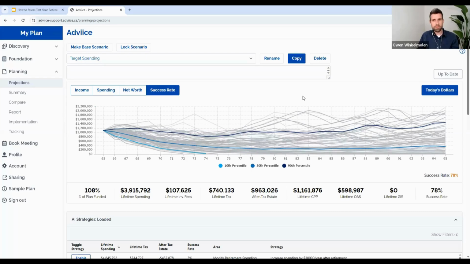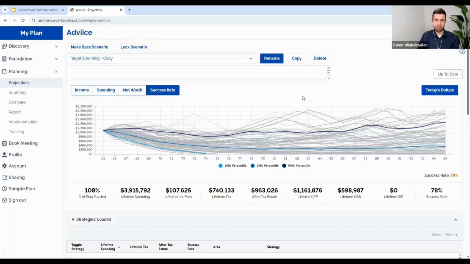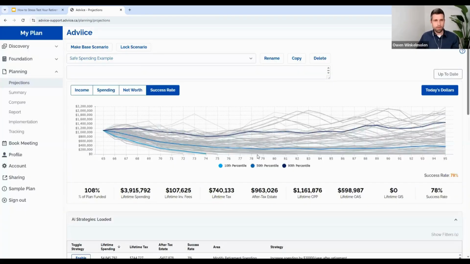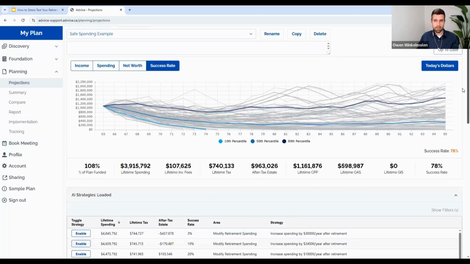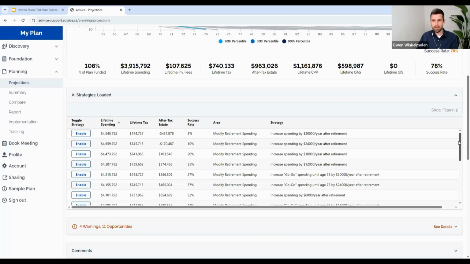So let's make a copy of this and let's find a safe level of return. So we have a good target. That may be what they want to target there. But let's call this safe spending example. And what we're going to do is use the AI strategies to evaluate this. We're going to be looking for somewhere close to 100% success rate. So again, this isn't going to be the main plan because we know most of the time they don't need to do this, but we want to have that fallback, that safe level of spending. So let's take a look.